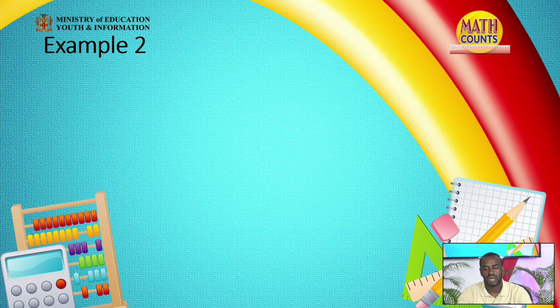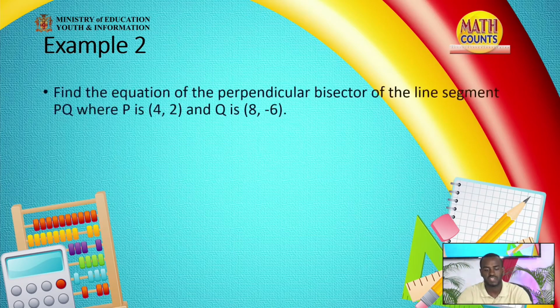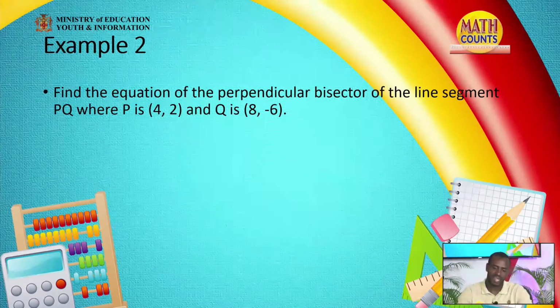Let us now look at some examples. So the second example that we will go through in this session is: find the equation of the perpendicular bisector of the line segment PQ, where P is (4, 2) and Q is (8, -6). How do you go about finding the equation of this line?